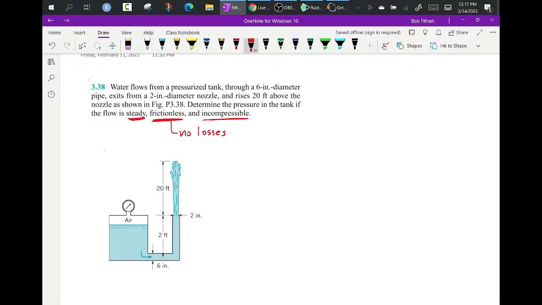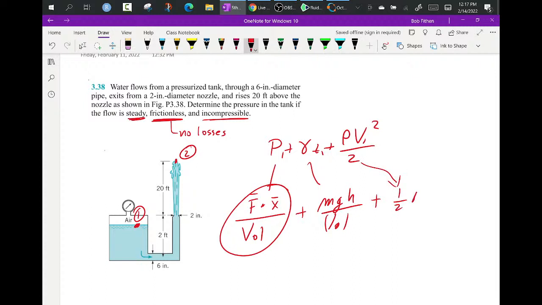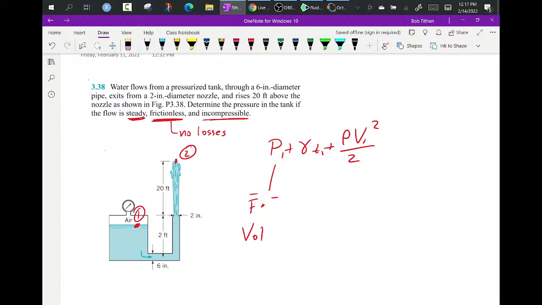That means you can use Bernoulli's equation in its most primal form here. List here is 1, list here is 2. P1 plus gamma Z1 plus rho V1 squared over 2. Again, this is the same thing as F dot X per unit volume, an applied load. If you look at this, this is mgh over a volume. If you look at this, it's 1/2 mv squared over a volume. It's an energy equation per unit volume. Nothing more than that.